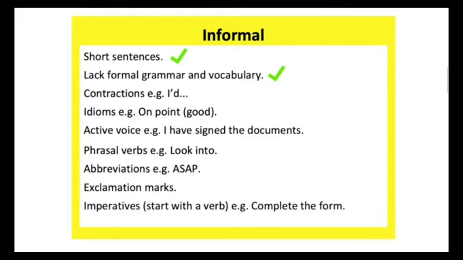Contractions are shortened versions of words, and we usually place an apostrophe where the letter is missing. Contractions are used in informal language. For example, we would use the contraction I'd instead of I would.